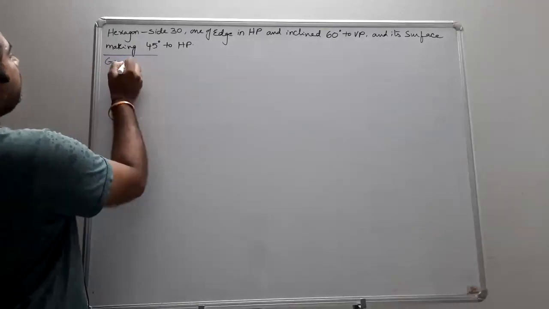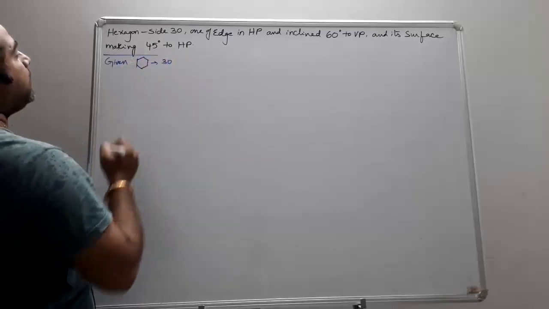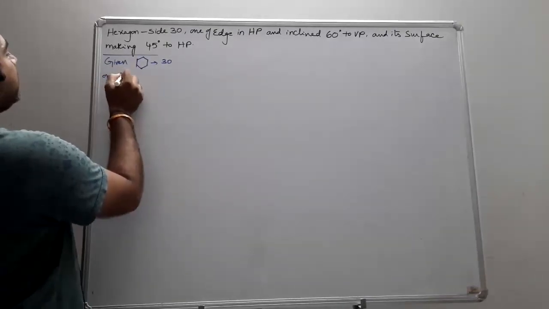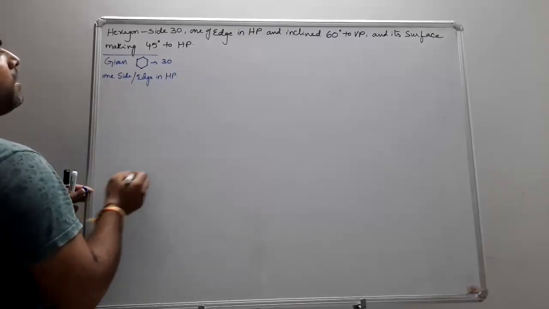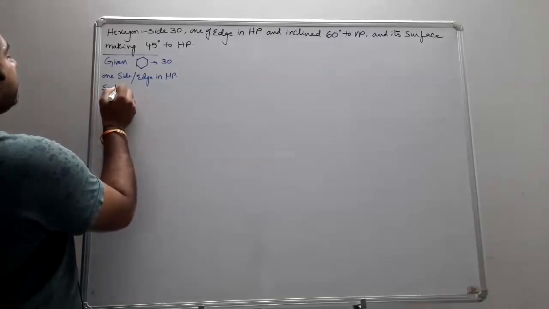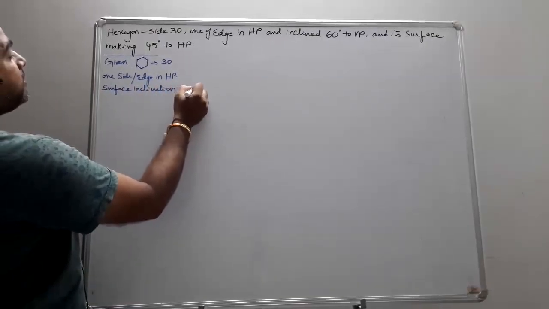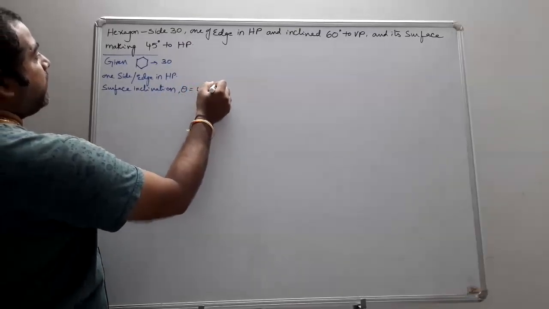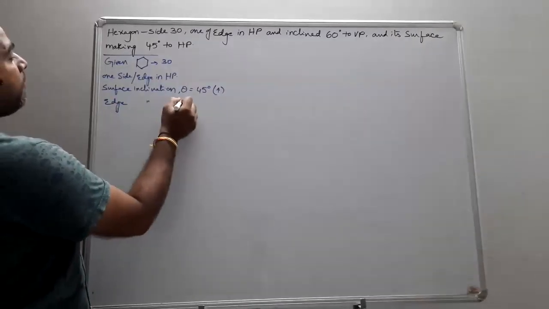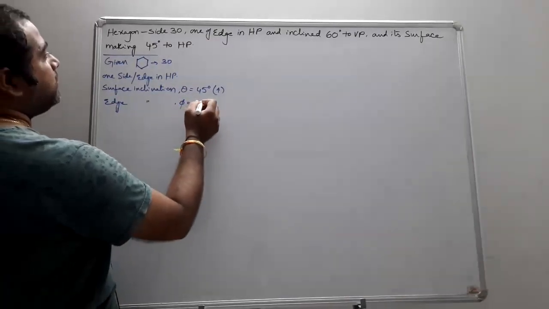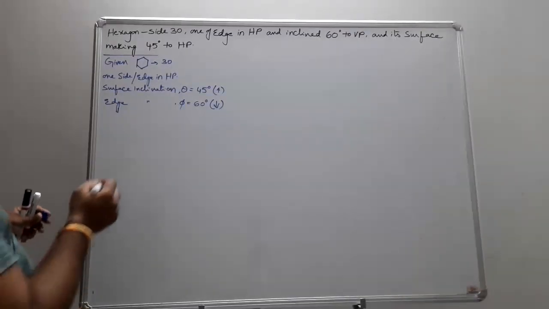Given: hexagon, side 30, one side or edge in HP. Surface inclination is given, and surface inclination is always considered first. Surface inclination theta is equal to 45 degrees; that always comes above xy. Next, edge inclination. Edge inclination phi is given, which is 60 degrees to VP. That comes below xy.